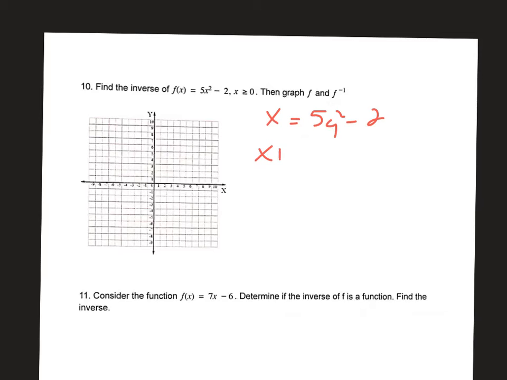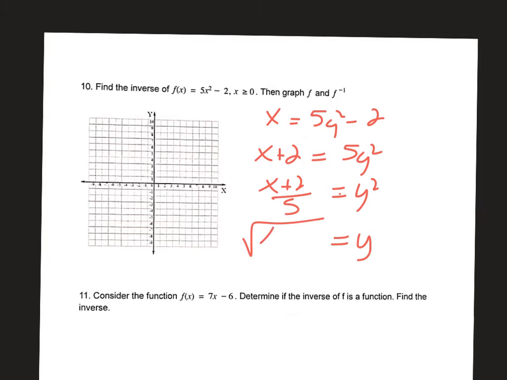So I'm going to move the 2 over there. Divide by 5. X plus 2 over 5. And then because it's y squared, I got to take the square root. So I'm going to take the square root of x plus 2 over 5. By the way, because it started with f of x, remember the symbol for inverse is f to the negative 1 power of x, which means inverse of f of x.